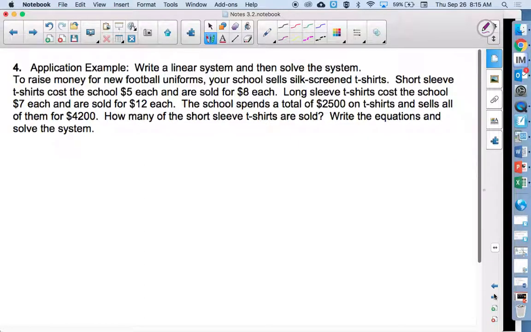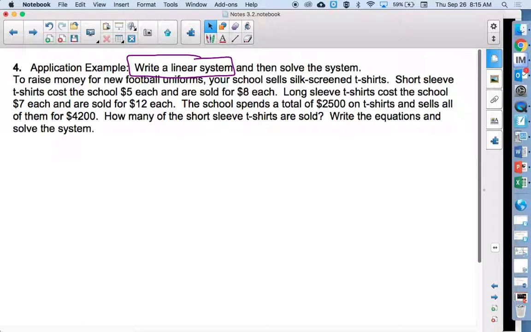See if we can at least write the equation. So write a linear system and then solve. To raise money for a new football uniform, your school decides to sell t-shirts, silkscreen t-shirts. Short sleeve t-shirts cost the school $5 and are sold for $8. Long sleeve t-shirts cost $7 and are sold for $12. The school spends a total of $2,500 but sells them for $4,200.